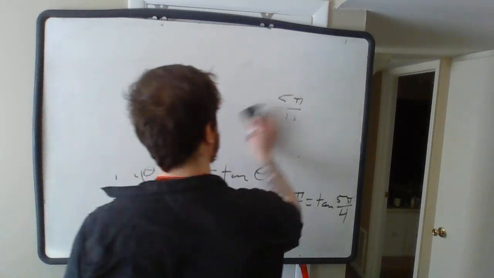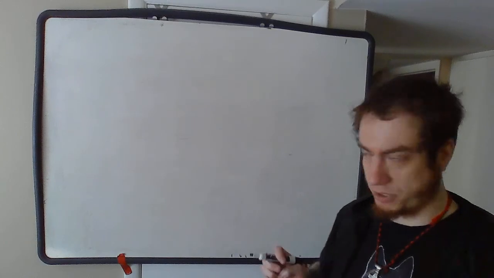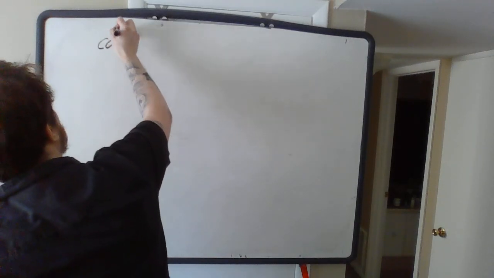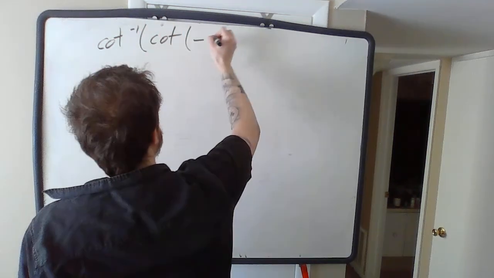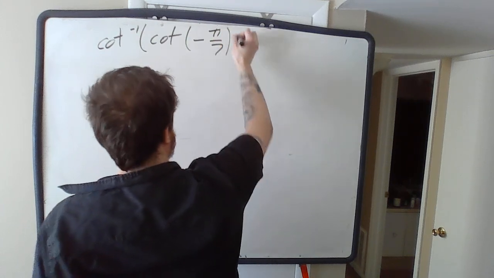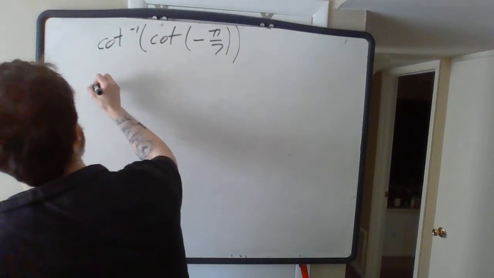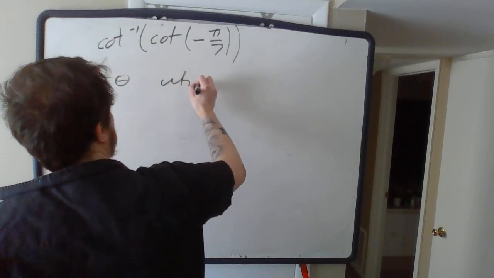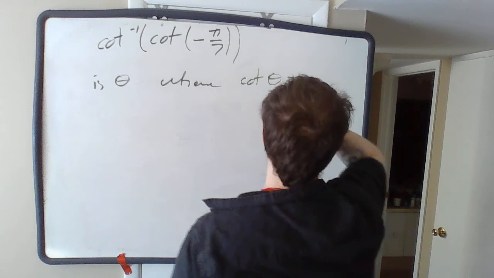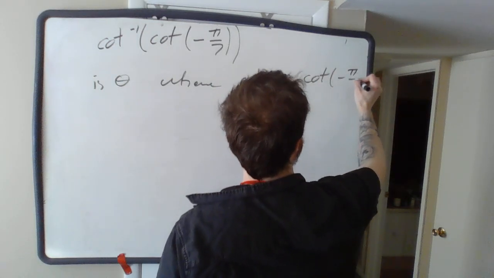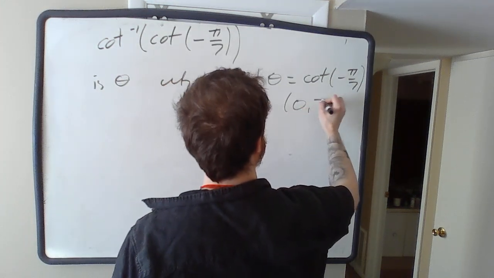Let's work out a different example using cotangent here to illustrate kind of the same idea, but how it works with cotangent. So let's suppose that I wanted to do cotangent inverse of cotangent of minus pi over 7. Okay, so once again, the thing that I want to remember is that this is some angle theta where the cotangent of theta is equal to the cotangent of minus pi over 7, and theta is in the interval 0 up to pi.